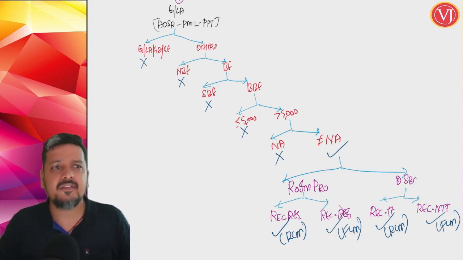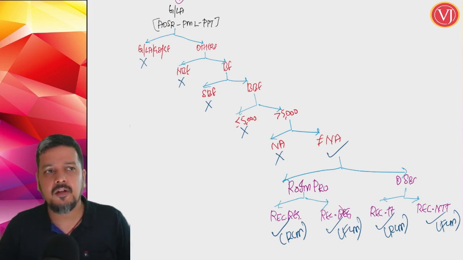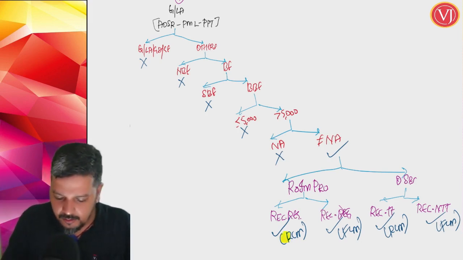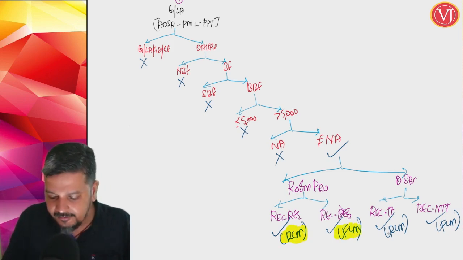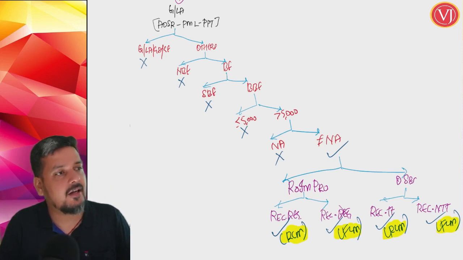Now, registered or not registered is not important. Recipient in India, RCM. If he is not registered, compulsory registration under Section 24. Recipient outside India, FCM. So here, when it is taxable, it can be RCM or FCM.